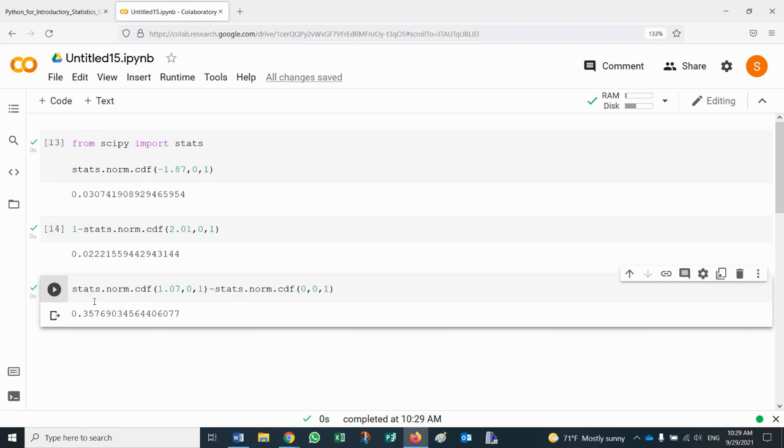So what you need to remember is stats.norm.cdf will give you the cumulative area to the left. And you can use that to answer area to the right or any other challenge that you may face.